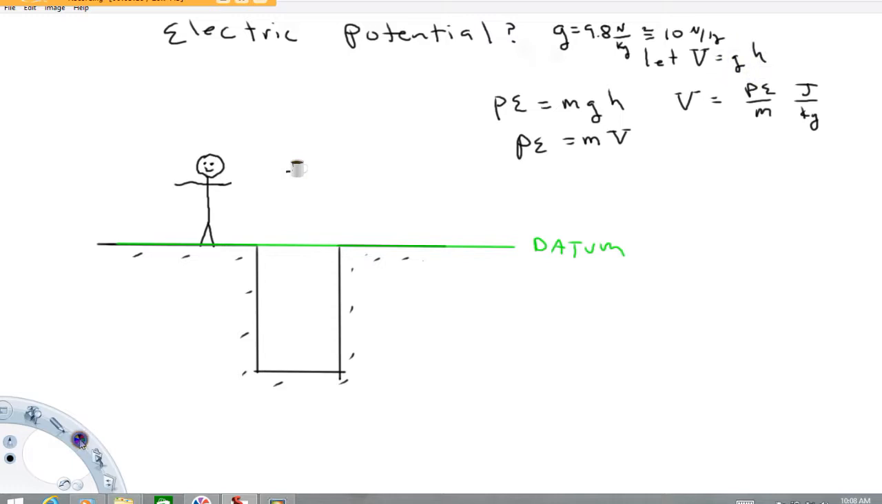What that means is, if I come up here about 1 meter in height, I'm going to draw a green line here. If this is about 1 meter in height, that means our potential on this green line is about 10 joules per kilogram. And here's where I'm getting that from: g is about 10, and my height here is about 1.